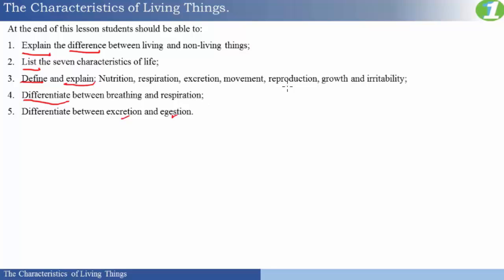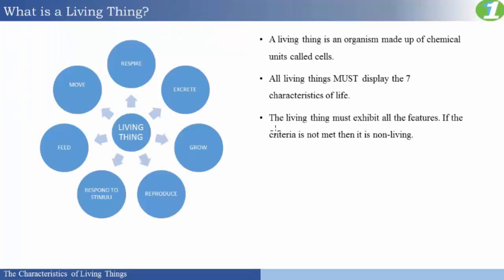Now that we've listed all our objectives, let's flow right into it and differentiate between a living and a non-living thing. A living thing is an organism that is made up of chemical units called cells.